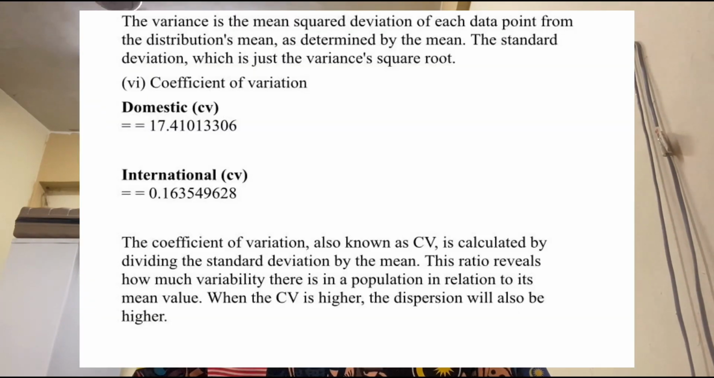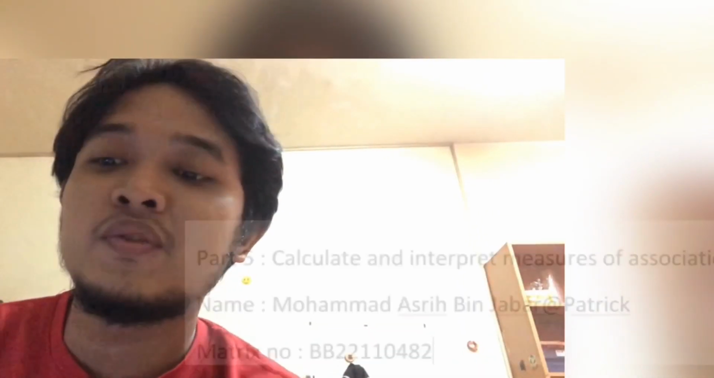The last topic covered in dispersion is the coefficient of variance. This can be collected by dividing the standard deviation by the mean. The domestic record was 17.41 while international is 0.16. Thank you.